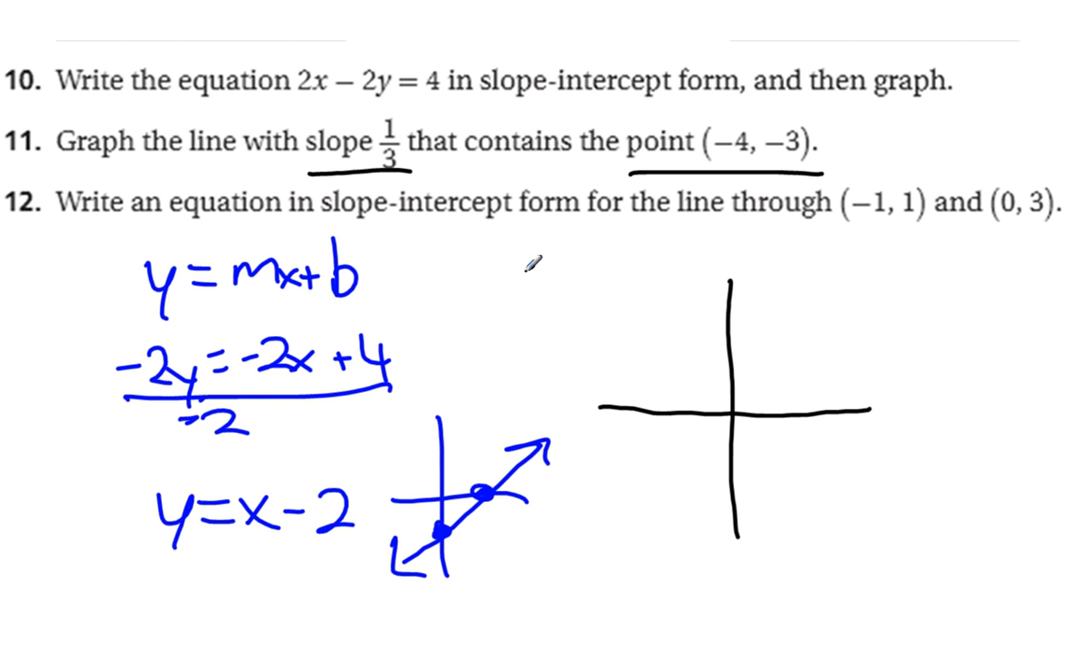So what we can do is we can plot the point it gives us. So if we go negative 4, negative 3, we get something down here-ish. Negative 4, negative 3. And then we just go with the slope. Slope is rise 1, run 3. So we go up 1, and we go over 3.